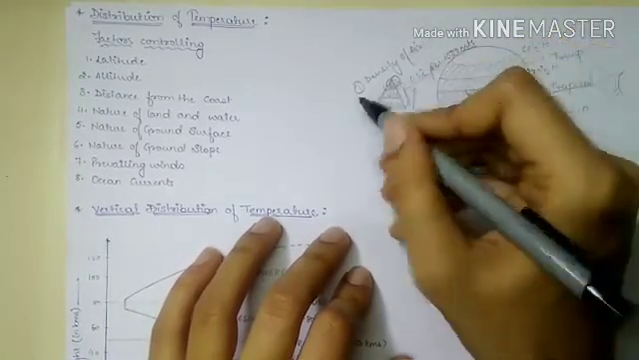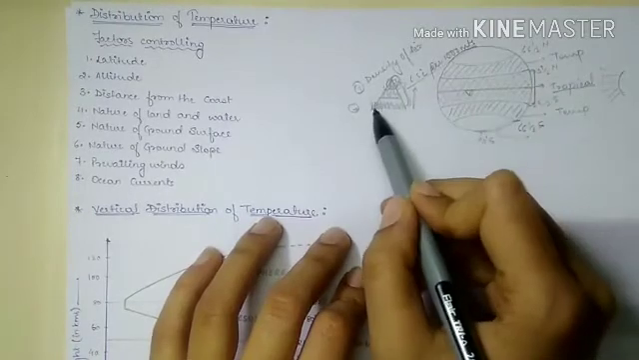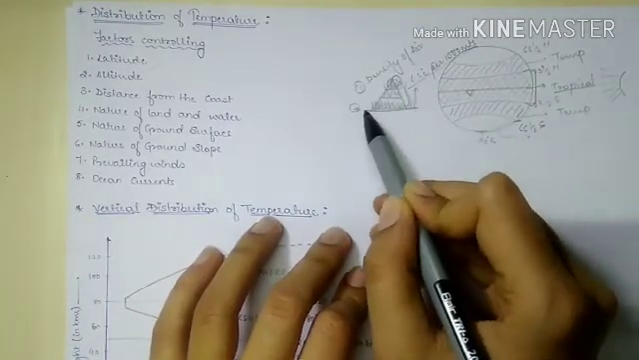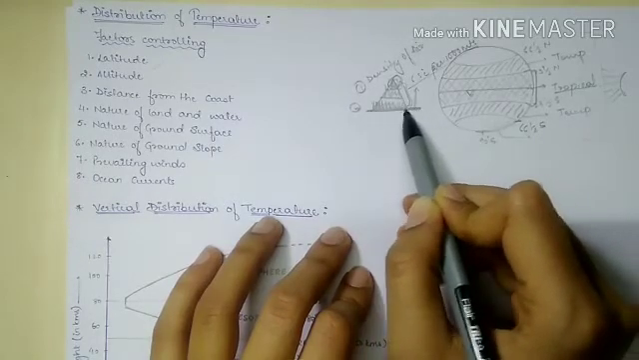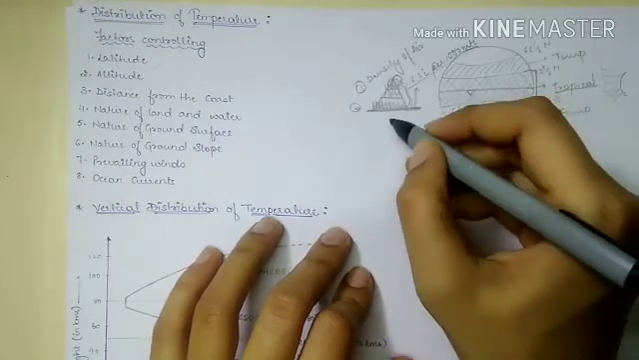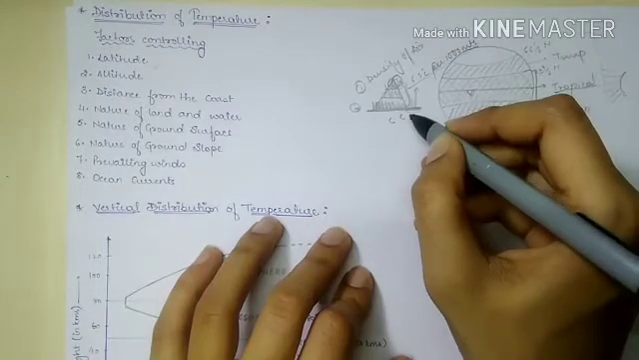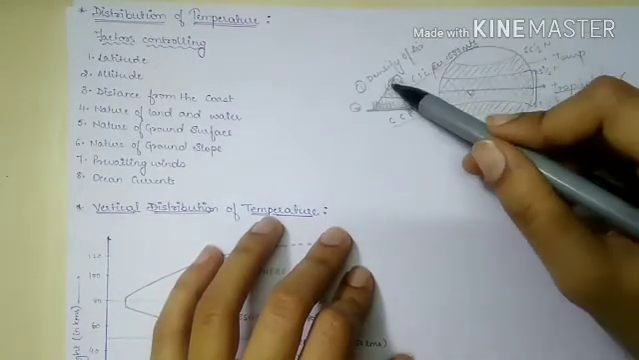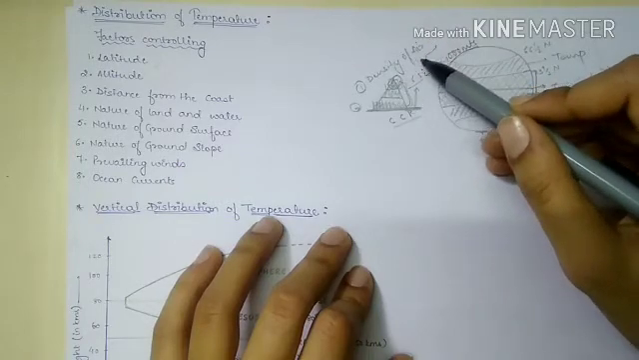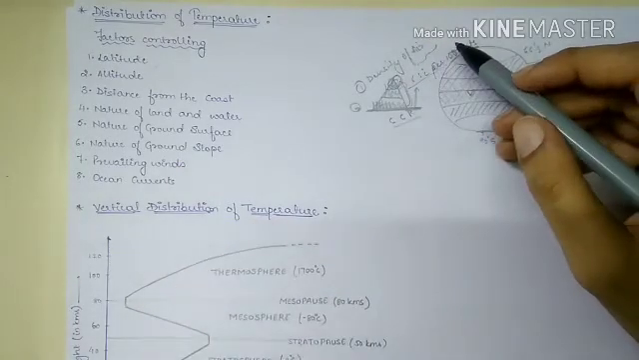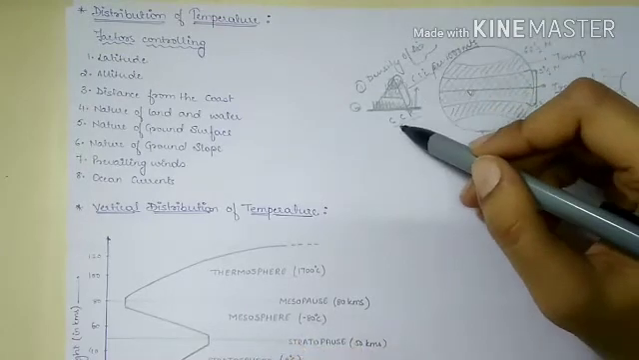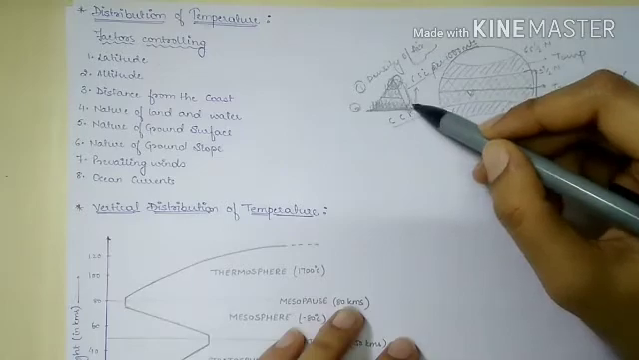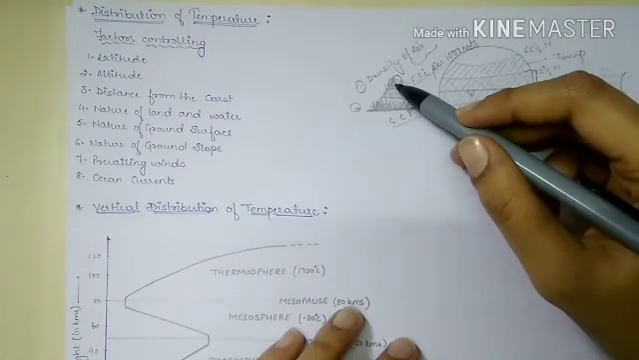The second reason is that the area which is in contact with the ground surface will get more heated up by the process of convection, conduction, and radiation. And as we all know, the most important factor for heating up the surface is terrestrial radiation. So this area will get heated up more as compared to this area.